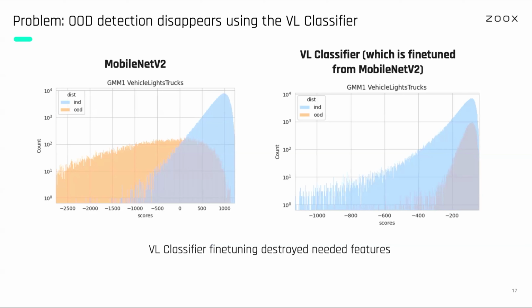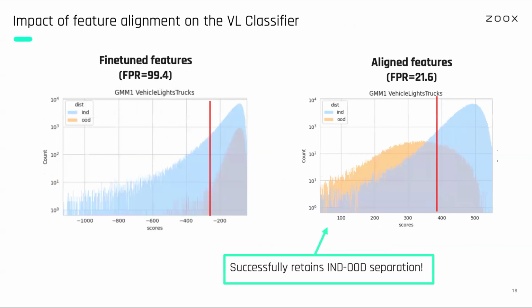But happily, Till and Daniel had an excellent idea of regularizing against the original foundation feature. So do your fine tuning while telling your fine tuner to try and preserve a lot of that representational power of the foundation model. And huzzah, we all of a sudden got back a lot of our performance. There's no free lunch here. So we gave up a little bit in terms of out of distribution detection performance, and we gave up a little bit of vehicle light classification performance, but not so much that it was problematic. And so now our aligned features, aligned with the foundation model, do well at both of these tasks.